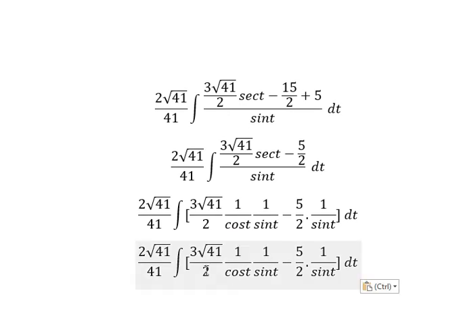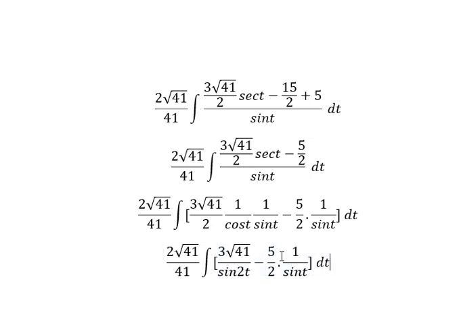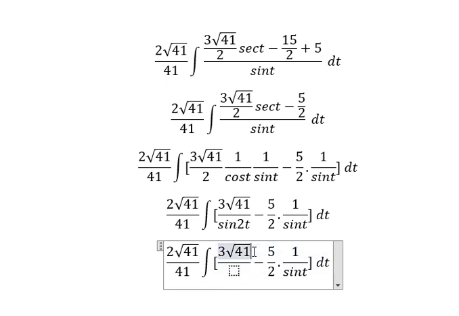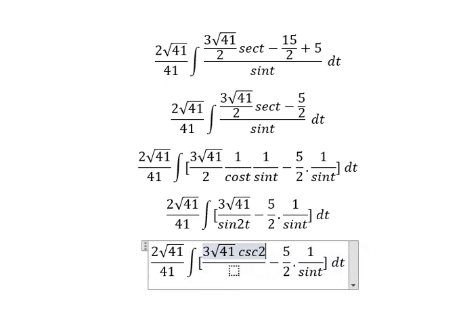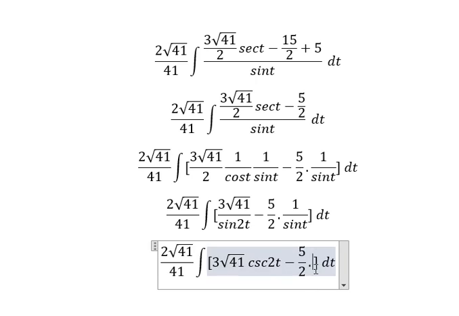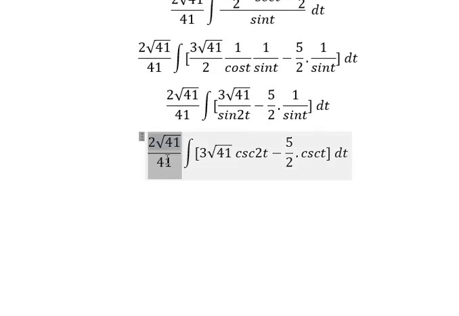So we know that 2 cosine t sine t we change for sine 2t. And now 1 over sine 2t, you got cosecant of 2t. And this one we change for cosecant of t. And now we got the final answer.